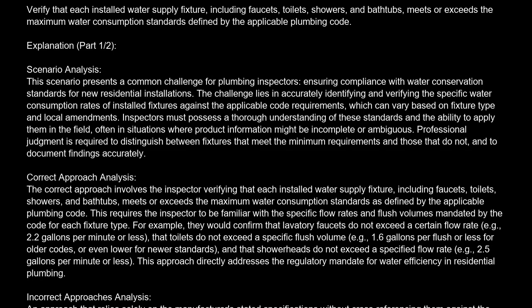The correct answer is D. Verify that each installed water supply fixture, including faucets, toilets, showers, and bathtubs, meets or exceeds the maximum water consumption standards defined by the applicable plumbing code.